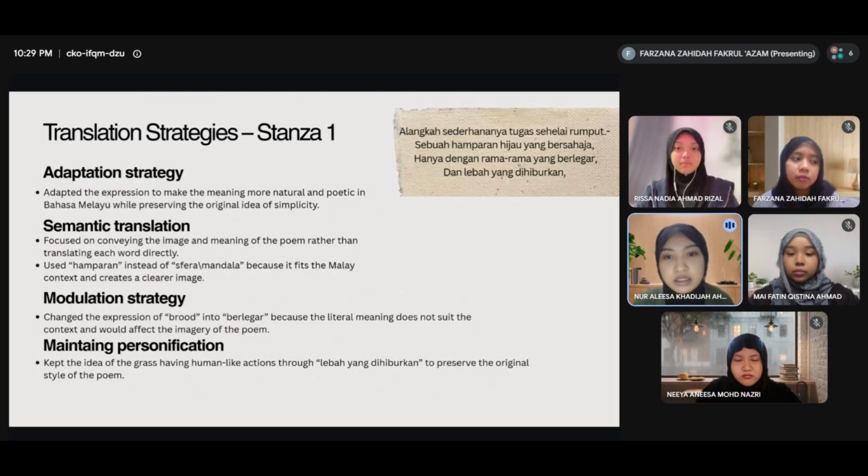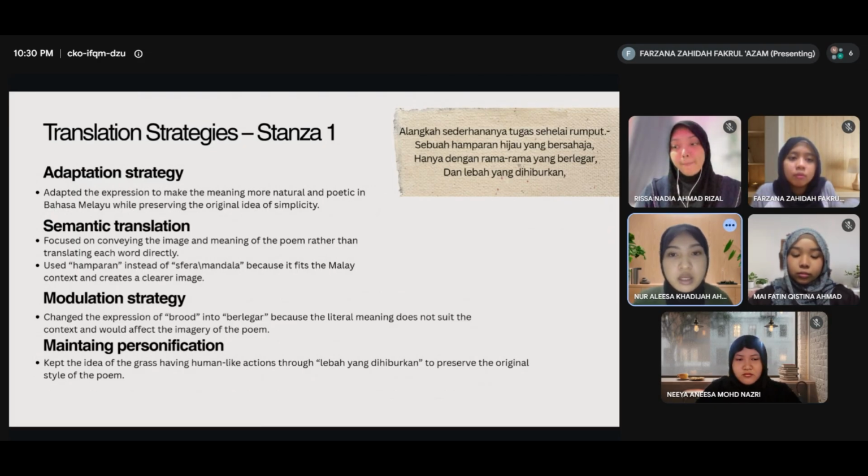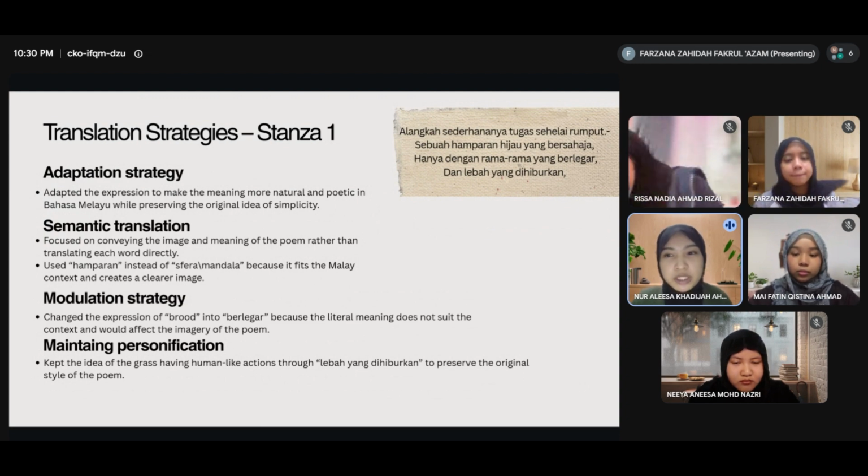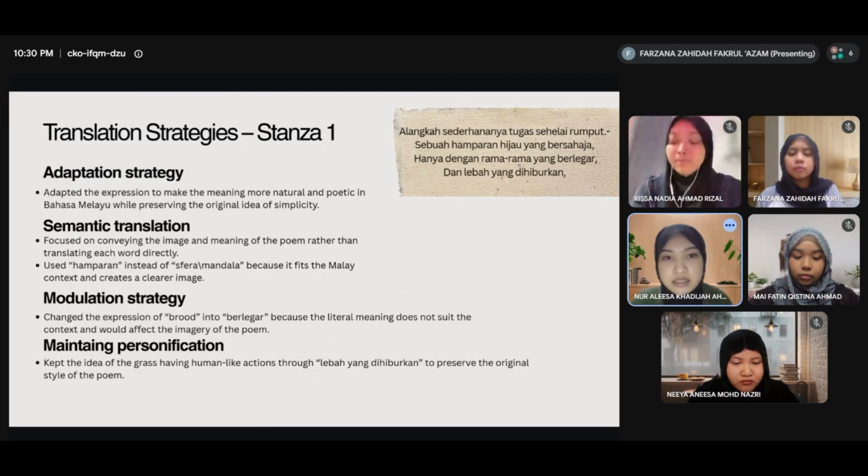Now, in translating the first stanza of The Grass So Little Has to Do, I apply a combination of adaptation, semantic translation, modulation, and personification strategies to maintain the original meaning while ensuring the translation sounds natural in Malay. Firstly, I use an adaptation strategy for the phrase "the grass has so little to do." I translated it as "alangkah sederhananya tugas selai rumput" to make it sound more natural and poetic in Malay, while still preserving the idea of the grass having a simple and effortless existence.